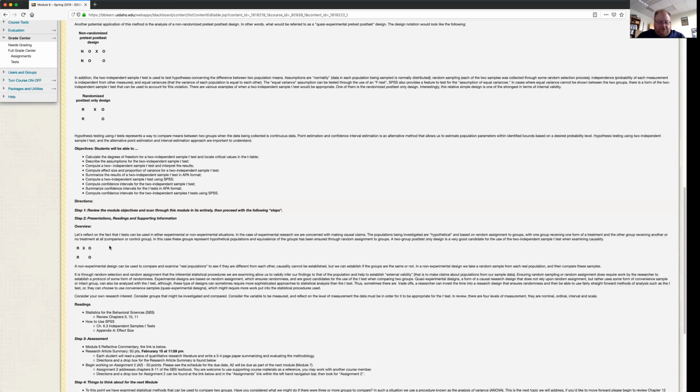Consider your own research interest. Consider groups that might be investigated and compared. Consider the variable to be measured and reflect on the level of measurement the data must be in order for it to be appropriate for the t-test. In review, there are 4 levels of measurement. They are nominal, ordinal, interval, and scale.